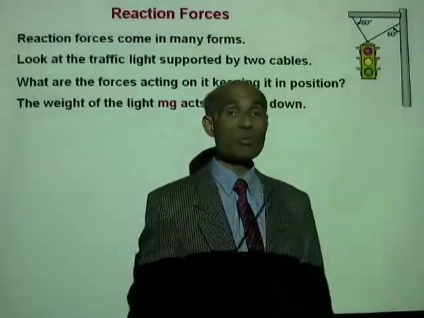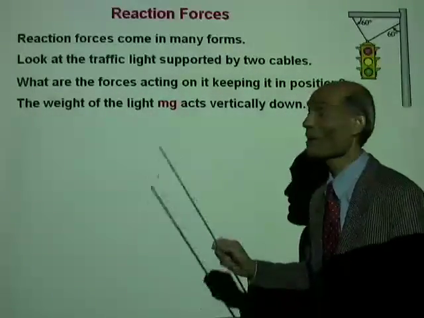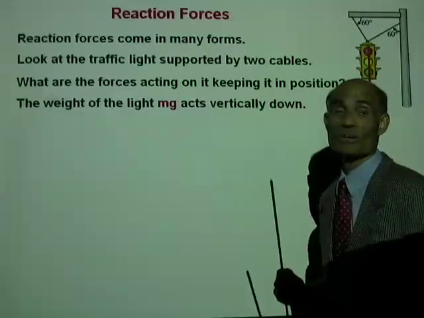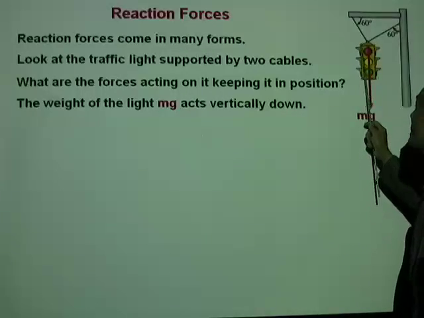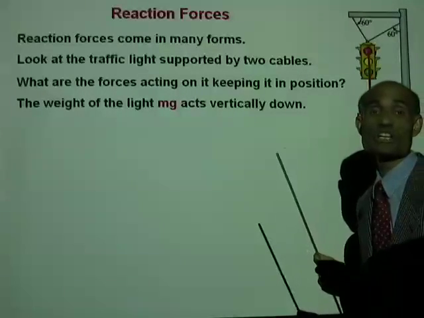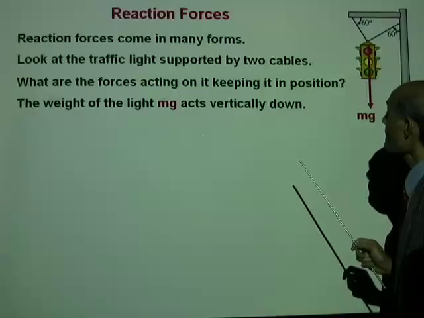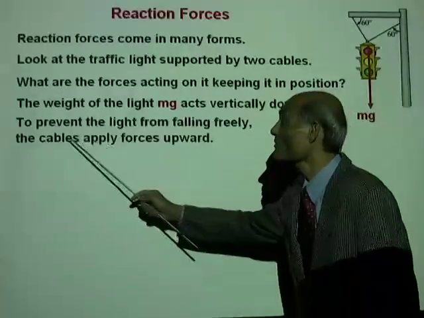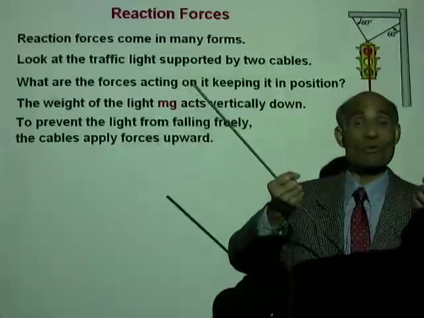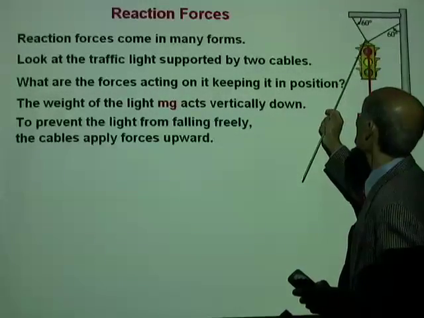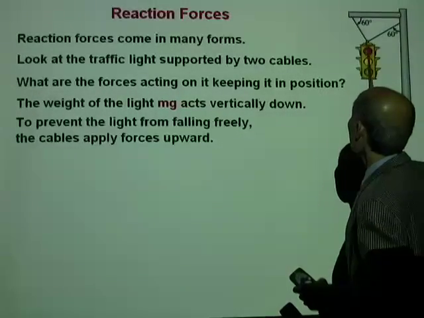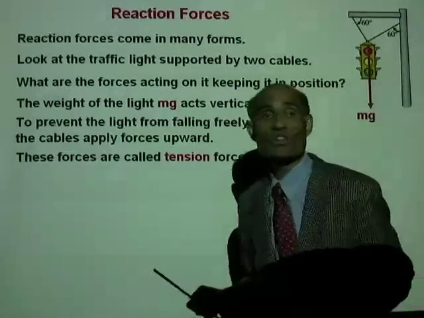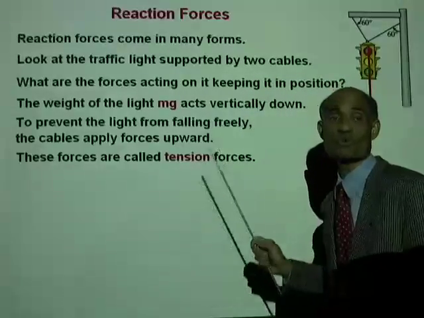The first and the important force there that you can identify is the weight of the light. That will be acting vertically down. Weight is mg, where m is the mass and of course g is the acceleration due to gravity. That acts vertically down. To prevent the light from falling freely, the cables apply forces upward. So there is a force on this cable on the left and this cable on the right. Now, these forces on the cable are called tension forces.